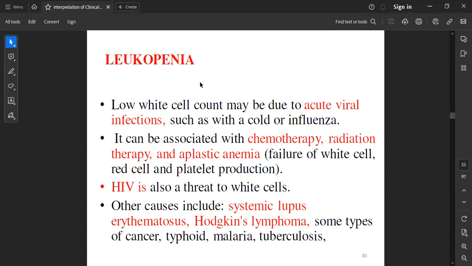A low white cell count may be due to an acute viral infection or due to chemotherapy, radiation, aplastic anemia, all things that affect the bone marrow. Its ability to make cells can lead to leukopenia. HIV, we talked about this, is a threat to white cells. Other causes include autoimmune conditions like systemic lupus erythematosus and Hodgkin's lymphoma. Cancer, typhoid, malaria, all these ones can cause leukopenia.